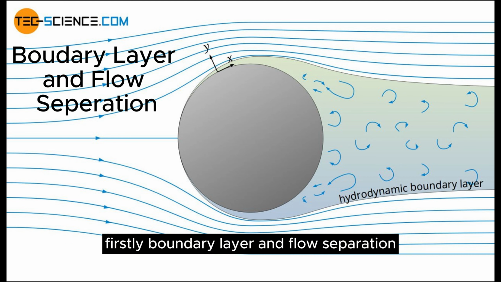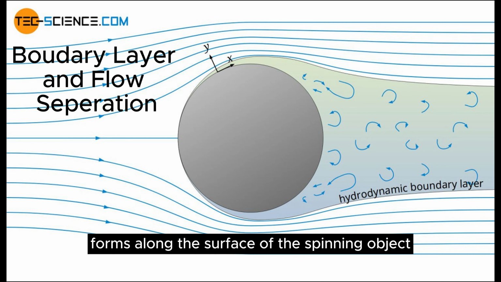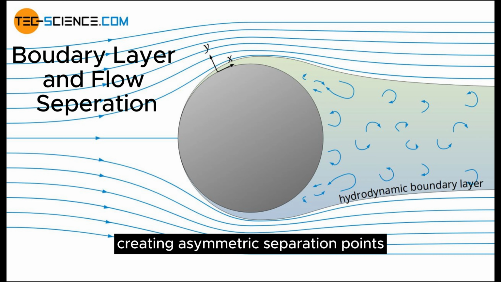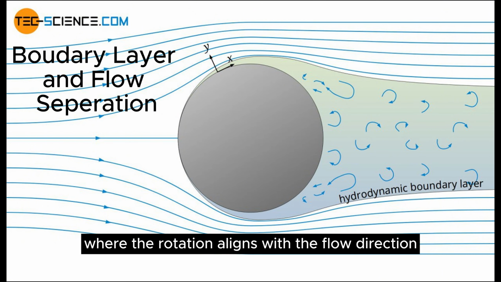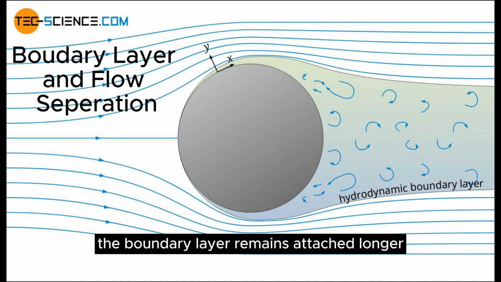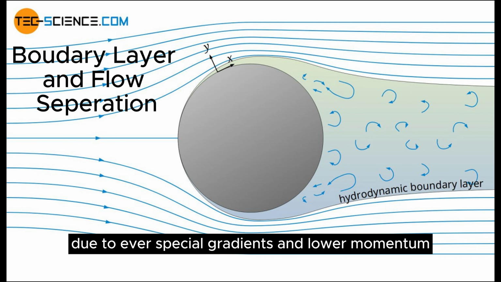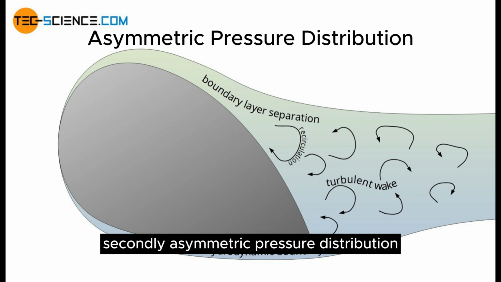Firstly, boundary layer and flow separation. In real viscous flow, a boundary layer forms along the surface of the spinning object. The rotation of the object affects the boundary layer, creating asymmetric separation points. On one side of the object, where the rotation aligns with the flow direction, the boundary layer remains attached longer, leading to a delayed separation point. On the opposite side, where the rotation opposes the flow, the boundary layer separates earlier due to adverse pressure gradients and lower momentum.